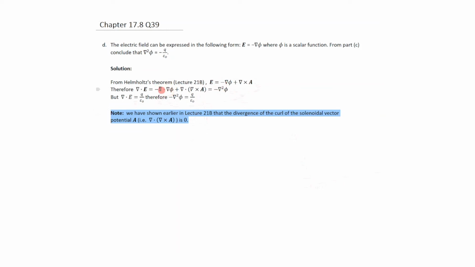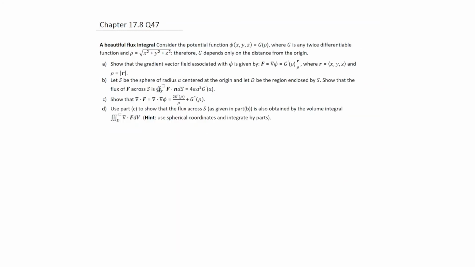And again, we know that this is equivalent to minus del squared phi. But divergence of E equals q over epsilon naught. Therefore, minus del squared phi equals q over epsilon naught. If you multiply through by -1 on both sides, then you end up with this expression here. So that essentially proves part D.